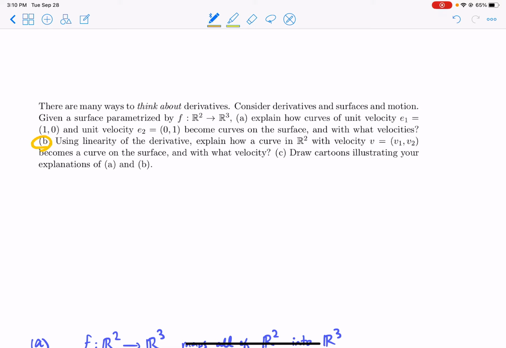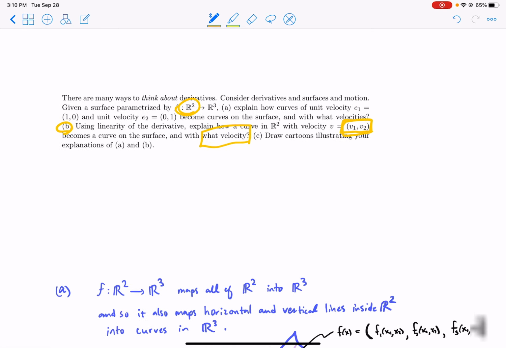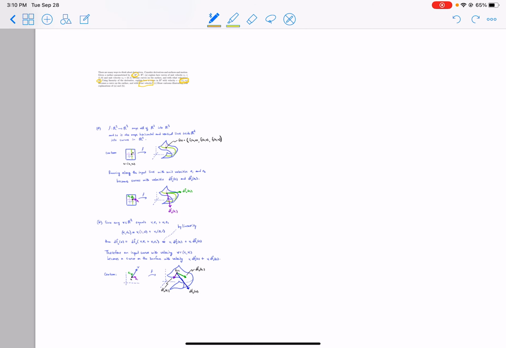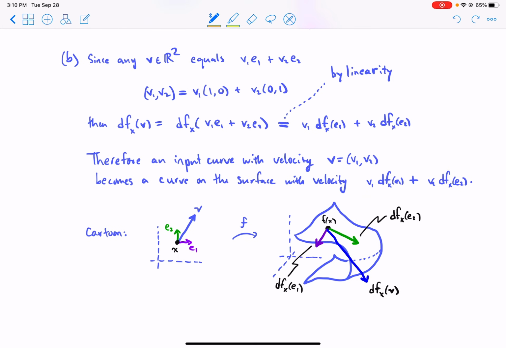Using linearity of the derivative, explain how a curve in R2 with velocity v, now I'm not taking these special, easy velocities, but some random velocity, a curve in the input space with velocity this vector, should become a curve on the surface under the map F. And now the question is, with what velocity? Okay, that's part B. This input velocity becomes what output velocity? Here's my answer. This would be a complete full credit answer.